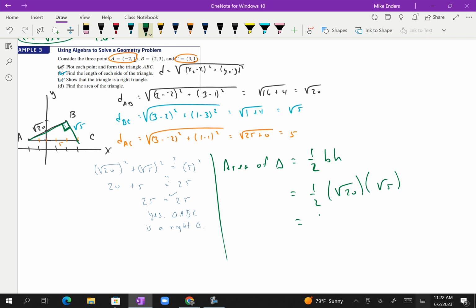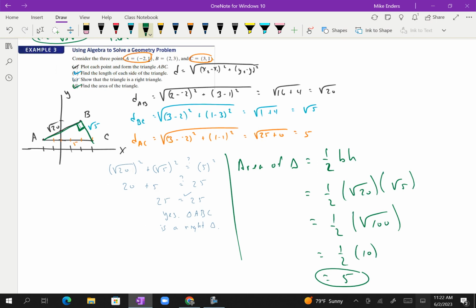So when we put those together, we have 1/2. Let's see, square root of 20 times square root of 5 would be square root of 100. Square root of 100 is 10, and 1/2 of 10 then is 5. So that means then that the area of this triangle is 5 square units. We don't know what the units are, if these are inches or feet or centimeters. All we know is that the area is 5.